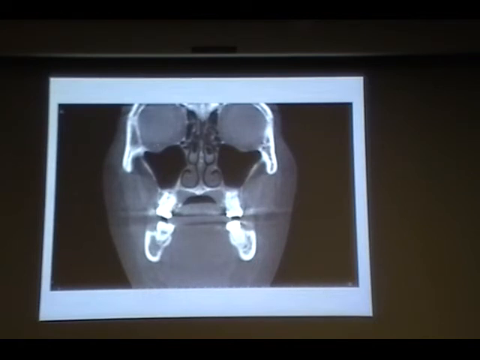So here you can see bilaterally, concha bullosa here and concha bullosa here. And this one is a Haller cell here.